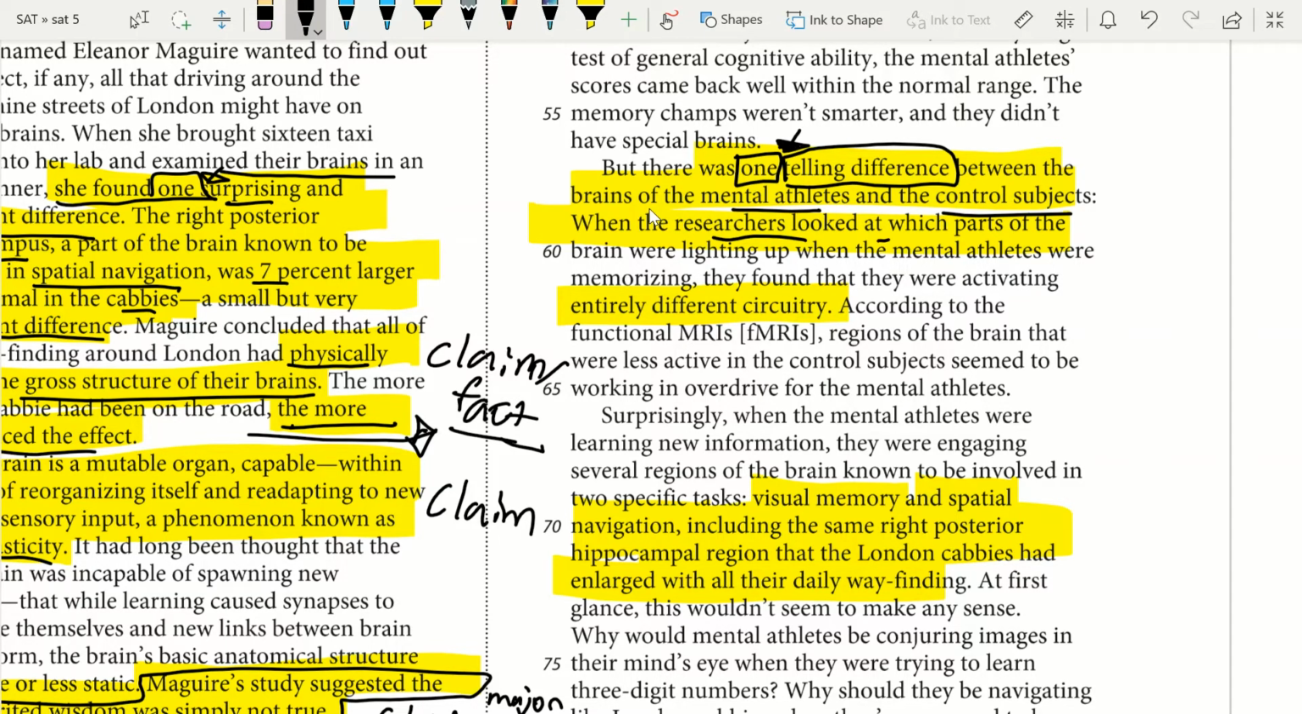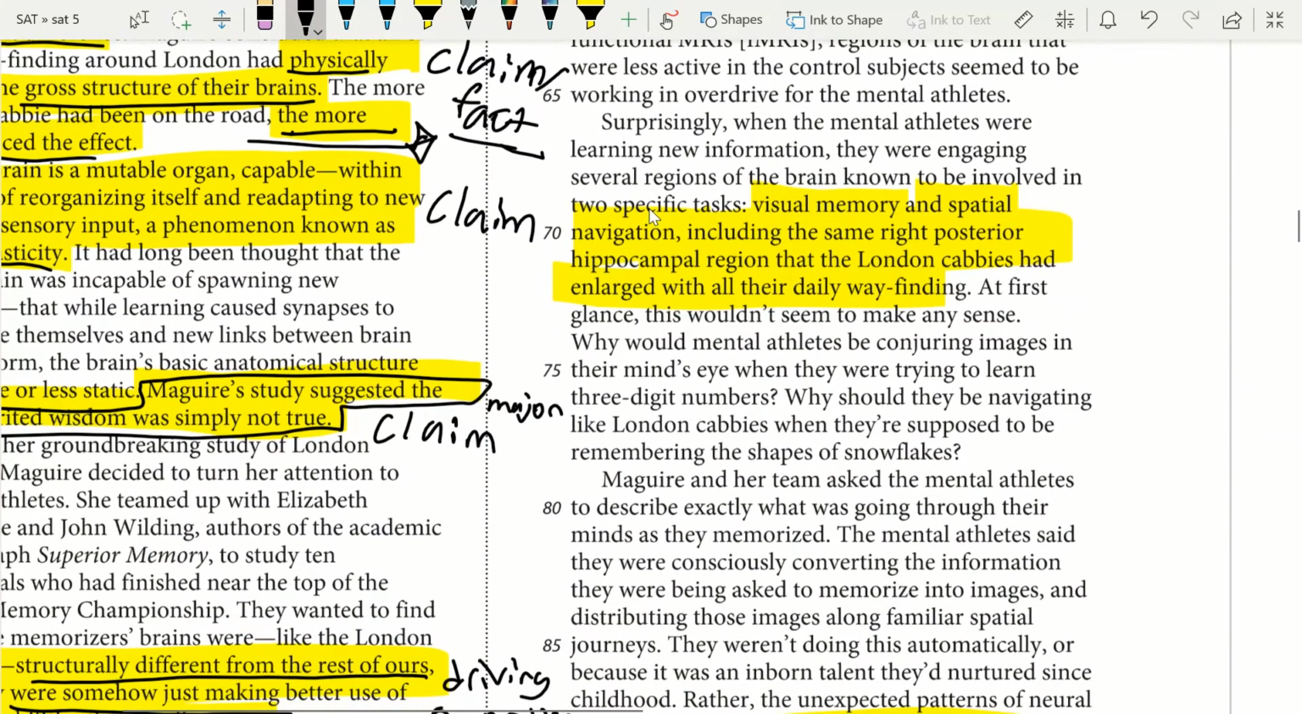So when the researchers looked at which parts were lighting up, they found that the control versus the mental athletes were using entirely different circuitry, or entirely different parts of the brain. So this is once again very surprising findings, indicating that it's one thing that's very important, so I'm going to highlight that. We have visual memory and spatial navigation, including the same hippocampal region the London cabbies had enlarged with all their day finding.